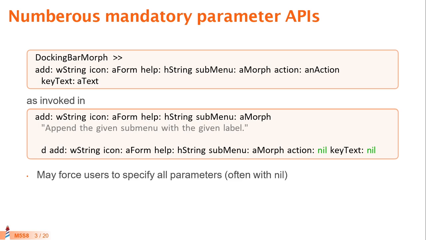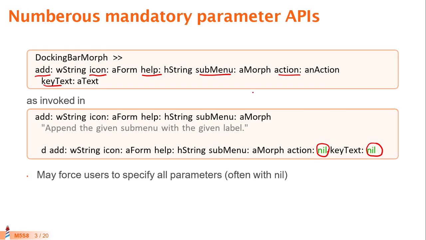So for example, the docking bar class has a method with 1, 2, 3, 4, 5, 6 parameters, which is too much in fact. And what you see is that it is invoked, for example, in these other methods with default values because the user does not know exactly what value he should pass, or if it is optional. So in the case it is optional, he will put nil.